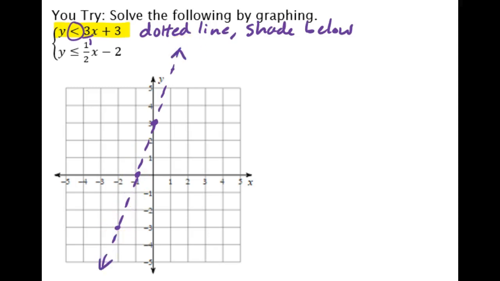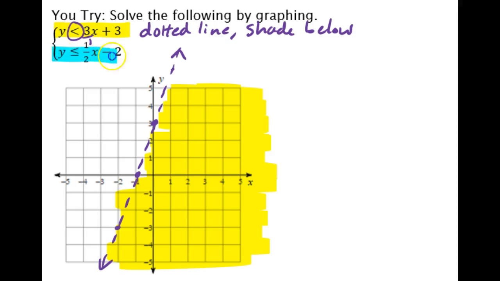All right, for my shading, I want to shade below the line. If I was standing on this line, I would have to be standing kind of on the left-ish side. So that means below the line would be this section down here. Whoops, I went over the line a little bit. All right, so that yellow part is the solution of my top inequality.